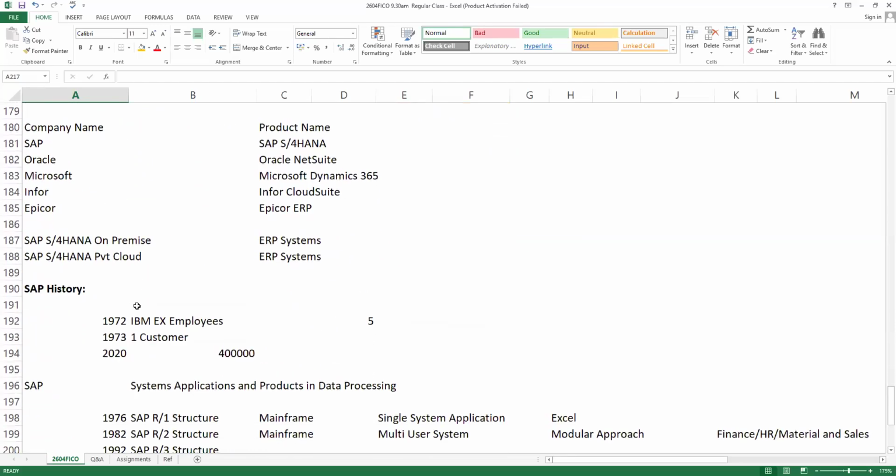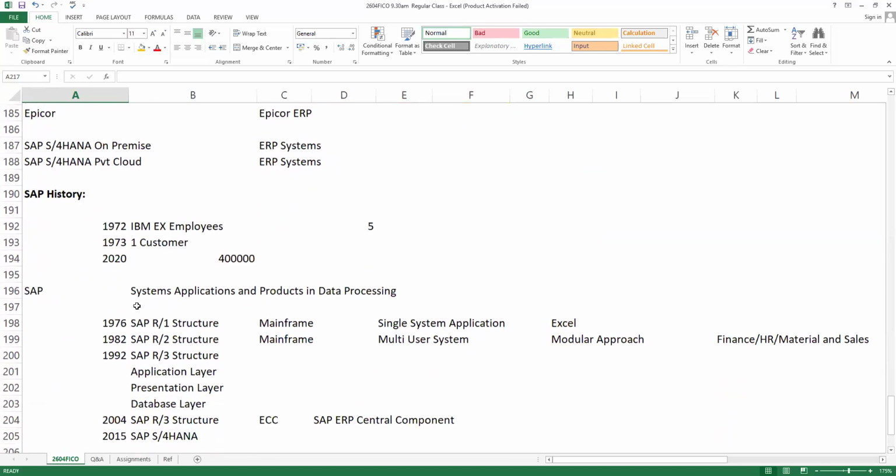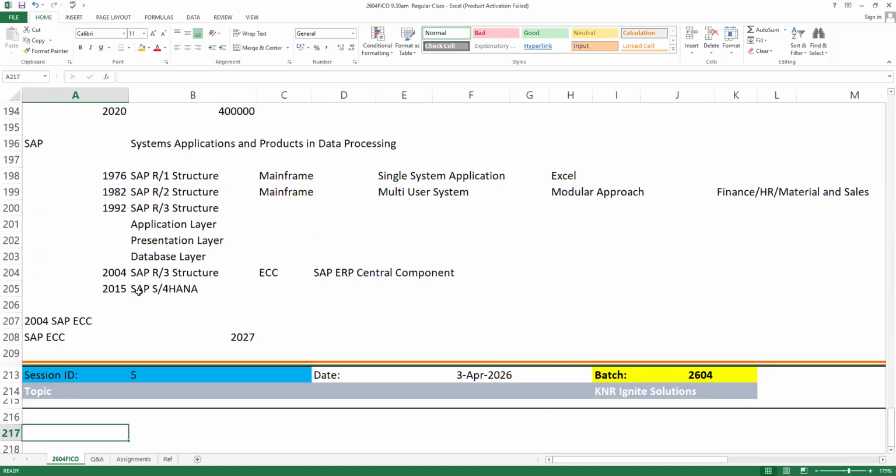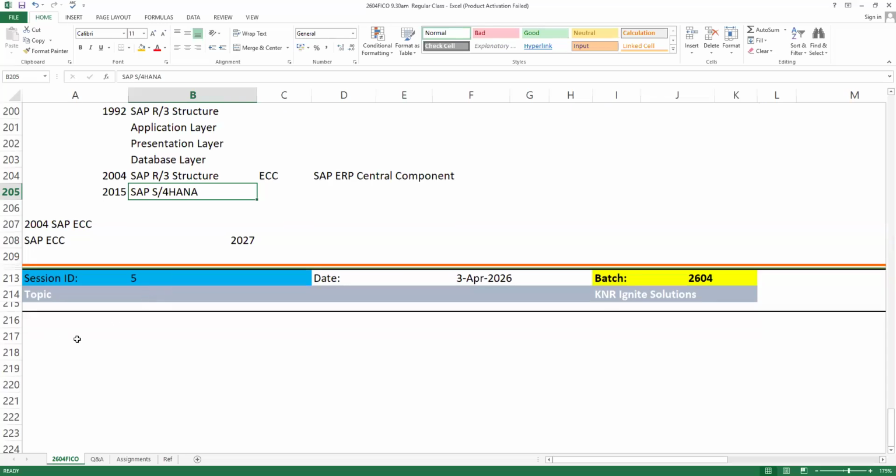Today, we will understand SAP S/4HANA more. Yesterday, we just had a SAP history overview, where exactly it started, how the R1 structure, R2 structure, R3 structure, and we came till SAP S/4HANA just as an introduction, but we didn't go deeper into that. Today, we will go there. Okay, first let me start with SAP S/4HANA versions.